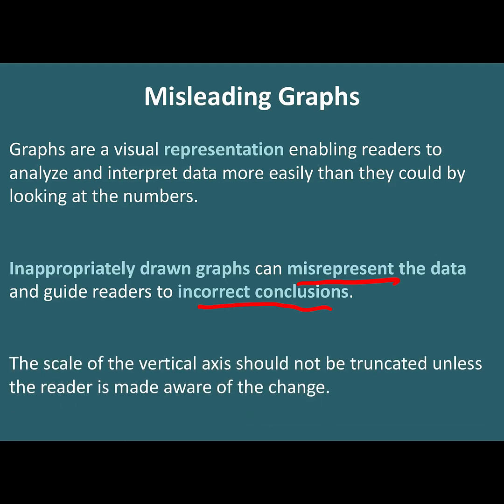The first I would like to point out is that sometimes the scale of the vertical axis should not be truncated unless the reader is made aware of the change. Watch what happens in this first example when the vertical axis is truncated for no apparent reason.